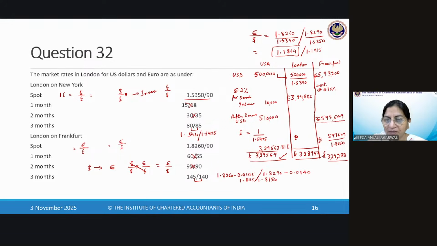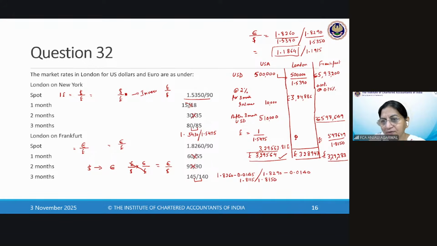So you will choose the one which gives you interest first. We added the interest first in Frankfurt, because you are investing in that country. So first convert it into that currency where you are investing and add interest simply on that.